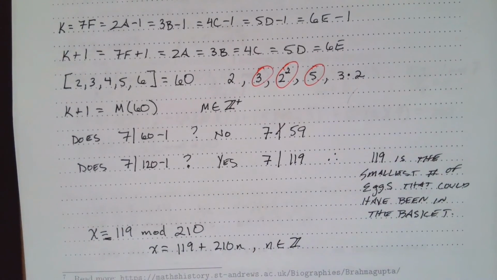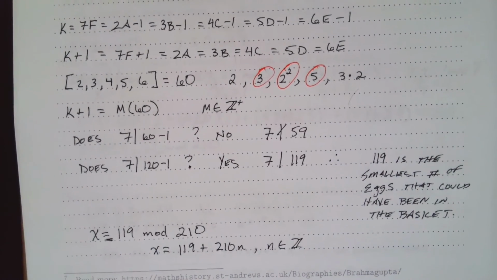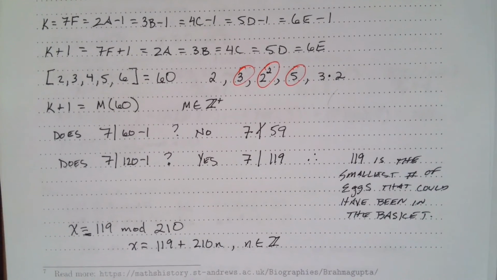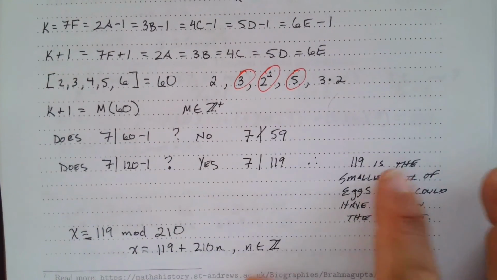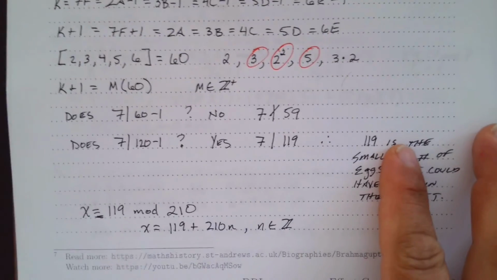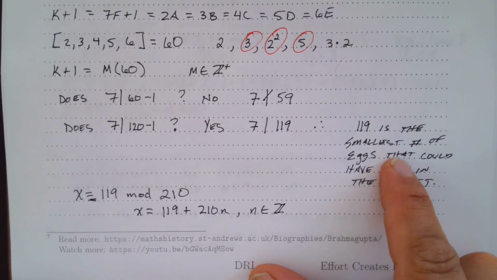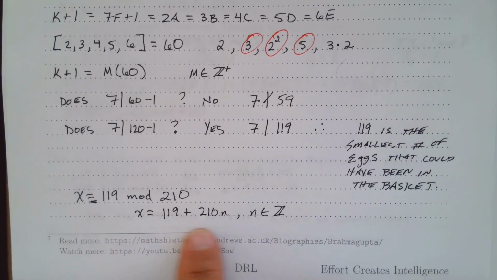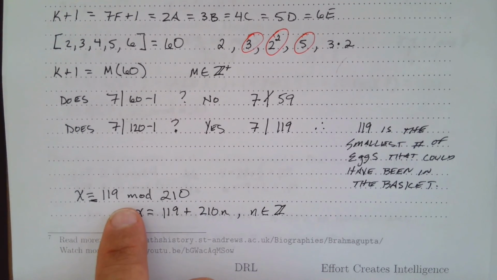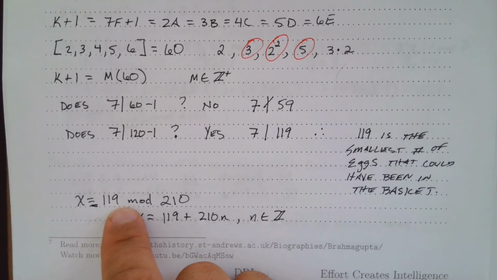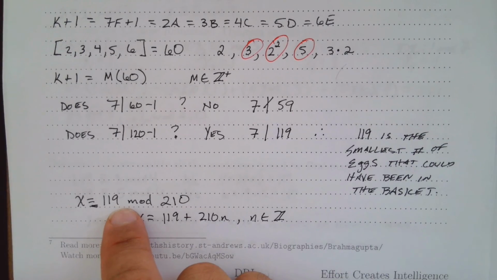So that's the work on this divisibility and Brahmagupta's problem. There are different approaches, and like I said, this approach using divisibility might be more intuitive for many students, but the limitation is that you don't necessarily see all the possible solutions. 119 is the least number of eggs that could have been in there, but what if there was more?